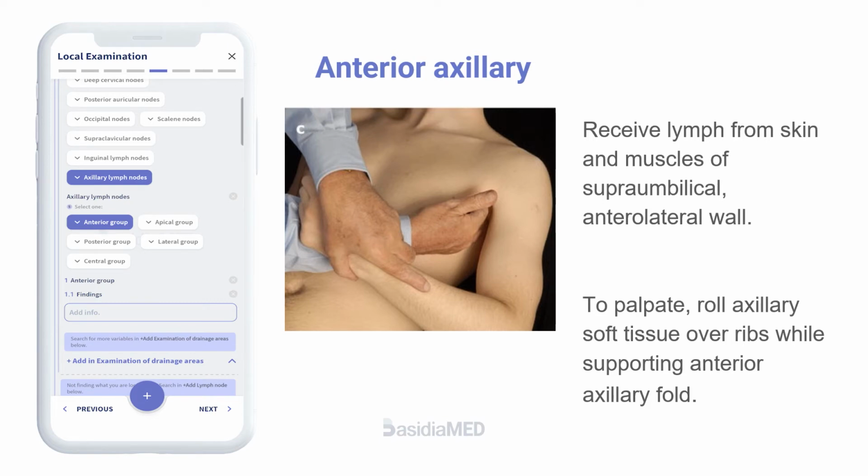Palpation. To examine the right anterior axillary nodes, support the right forearm of the patient to relax the axilla and slightly abduct the arm. With your left palm facing towards you, palpate behind the lateral edge of the pectoralis major by rolling the soft tissue of the axilla over the ribs while supporting the anterior axillary fold.